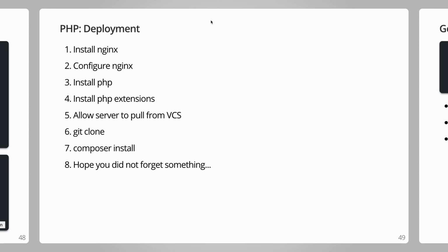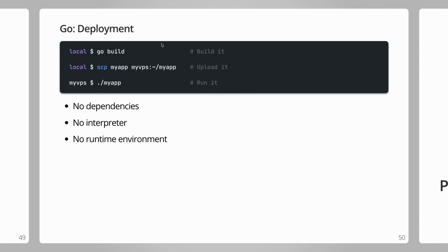Let's compare how the deployment process of both languages goes. In PHP, you first obviously get a server where you want to host your application. You install Nginx or Apache, configure it, then install PHP with all the extensions. Then you allow your server to pull from your version control system. Then you do git clone, composer install, and hope you did not forget something. In Go, however, we simply build our app, upload it to our server, and run it. So no dependencies, no runtime environment required, because it all compiles down to a single binary executable.